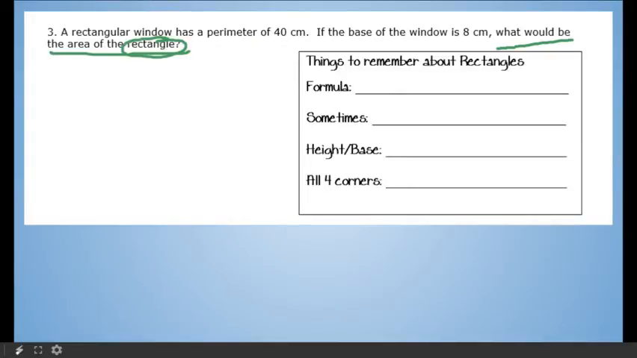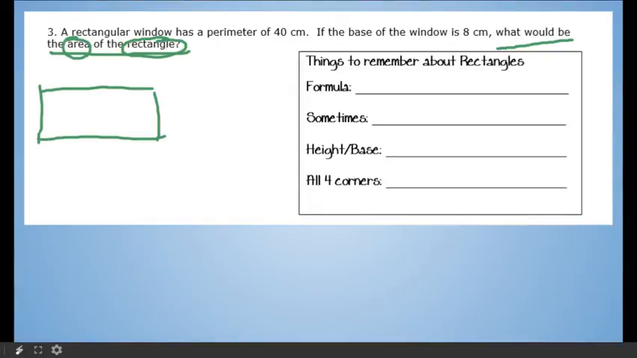So now we want to draw a rectangle. So on your paper, draw yourself a rectangle. I'm going to make mine look like this. And the next thing we want to do is identify, what is it asking us to find about the rectangle? So we need to read the story again to help us know that. The question that we underlined says, what would be the area of the rectangle? So area is what we were looking for.